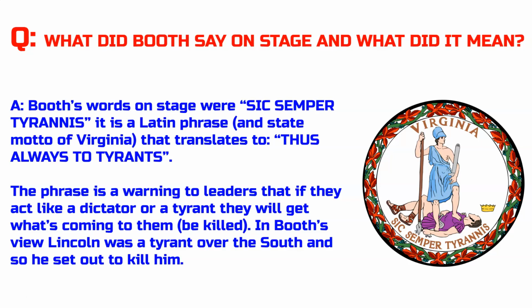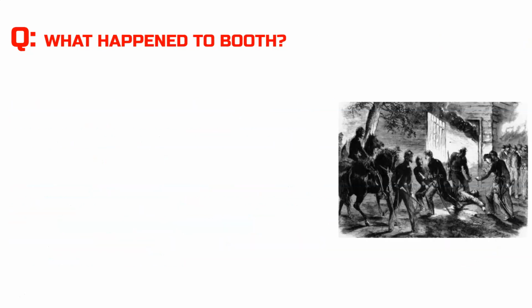The phrase is a warning to leaders that if they act like a dictator or a tyrant, they will get what's coming to them, meaning they'll be killed. So in Booth's view, Lincoln was a tyrant over the South, and so Booth set out to kill him. So in his view, he's doing what's right, but he's universally condemned. It's an act of murder. The North is horrified by it.